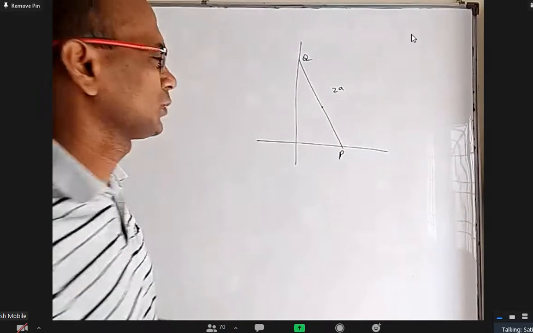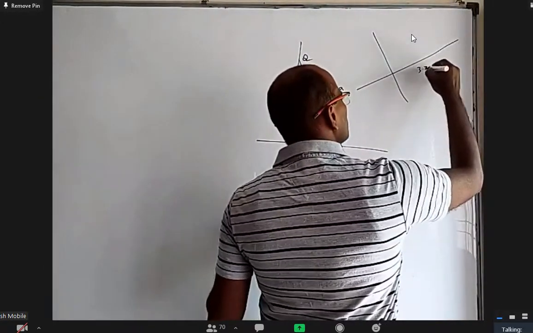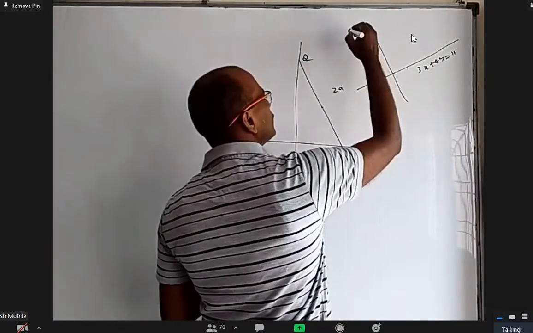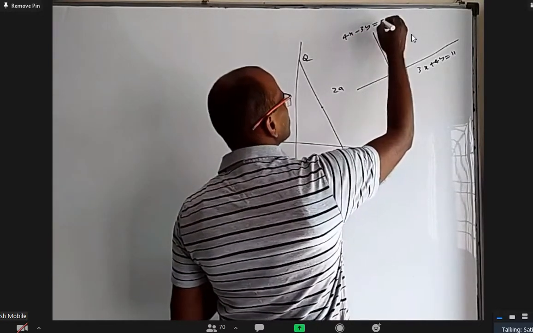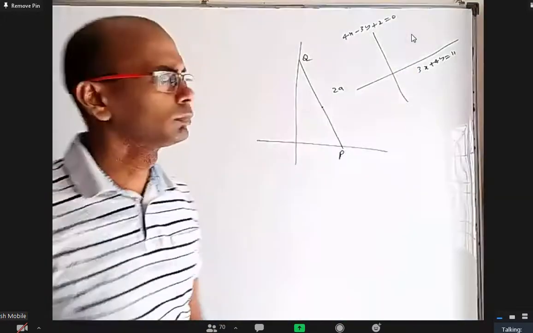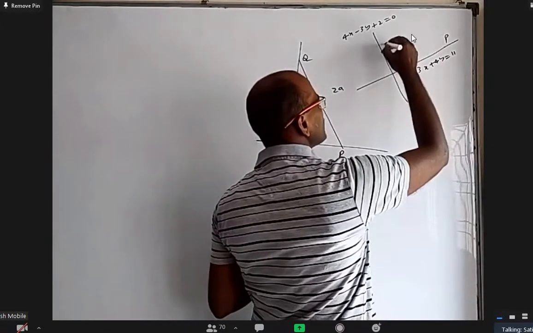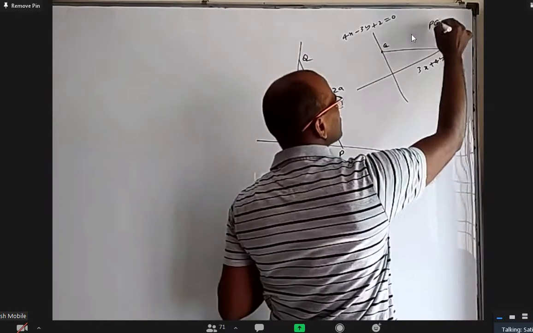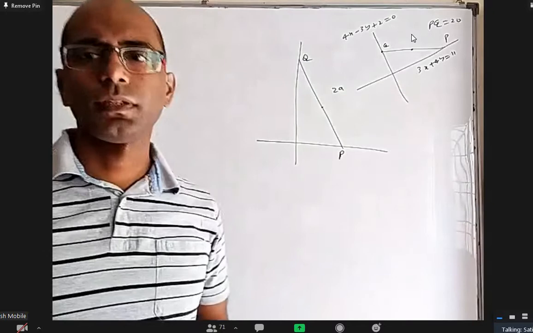Let me give another question. This is 3x plus 4y equal to 11. This is 4x minus 3y plus 2 equal to 0. P is a variable point on this. Q is a variable point on this. Such that PQ length is always 20. What is the locus of this midpoint? Anybody want to tell the answer?